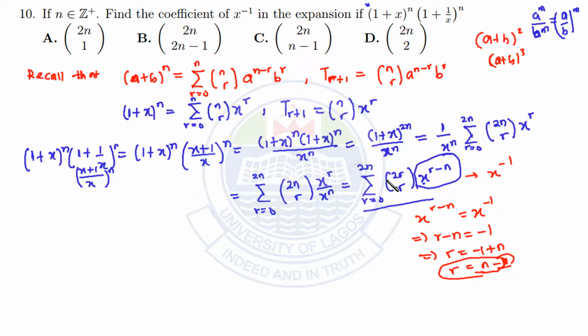So that means the coefficient is just this guy here. The coefficient of x raised to power minus 1 in this expansion would be 2n, sorry, this 2 is n, not r, so 2n combination what's my r? My r is n minus 1 from here, multiplied by x raised to power minus 1. So of course the coefficient of x raised to power minus 1 is 2n combination n minus 1. So the correct option here is C.